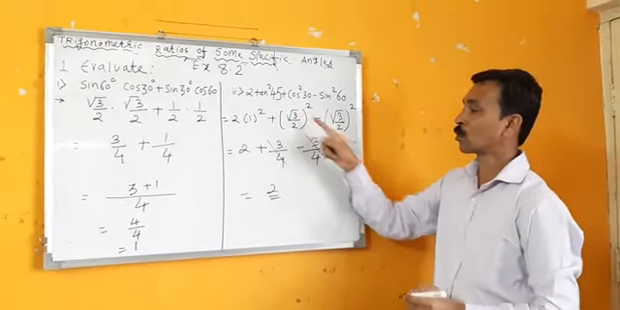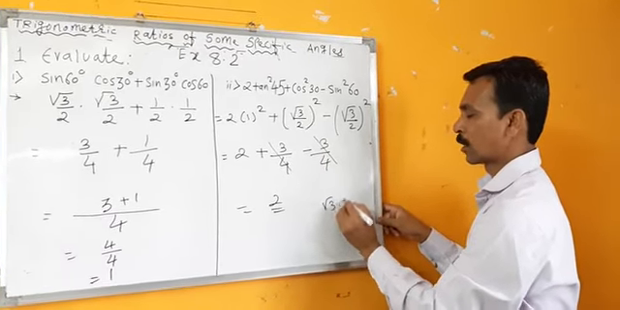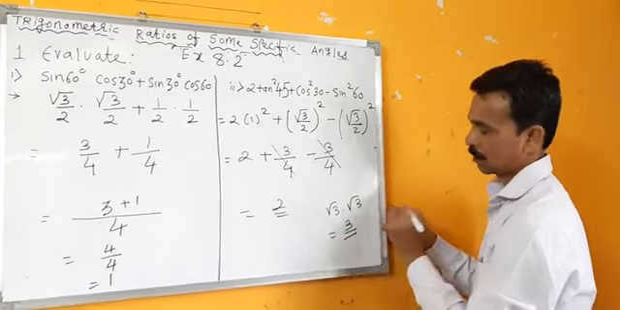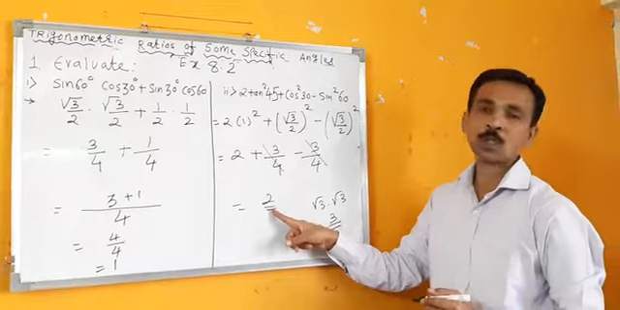Right? Now again I am telling you root 3 square means what? Root 3 into root 3. What is root 3 into root 3? 3. That is why I have written here 3. So the answer of the second sum is 2.